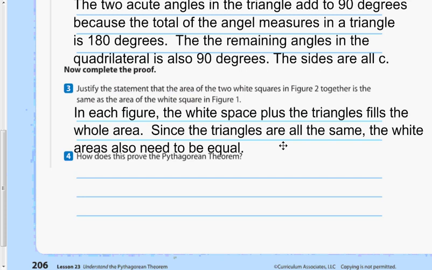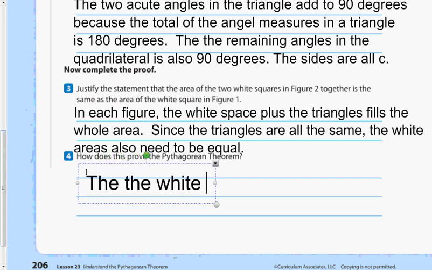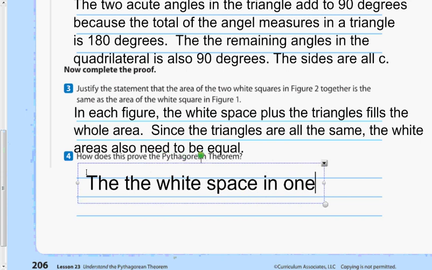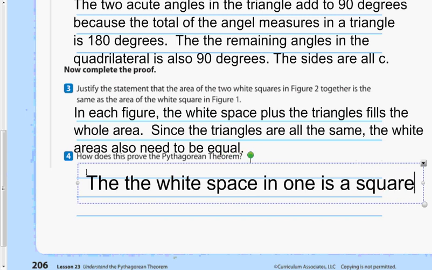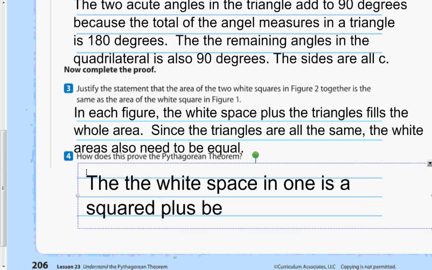Now, number 4 says, how does this prove the Pythagorean theorem? Well, exactly what we said. The white space in 1 is a squared plus b squared, and the white space in the other is c squared.